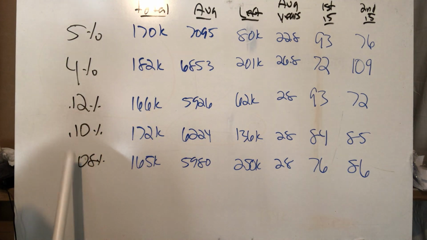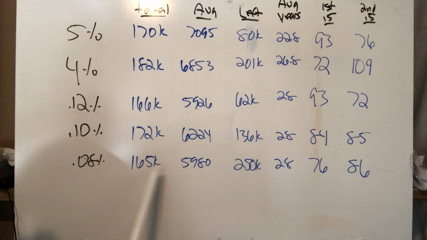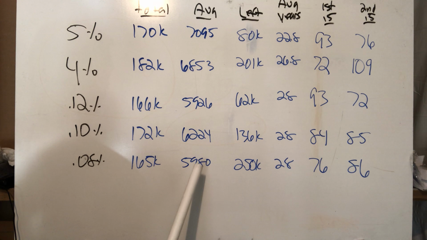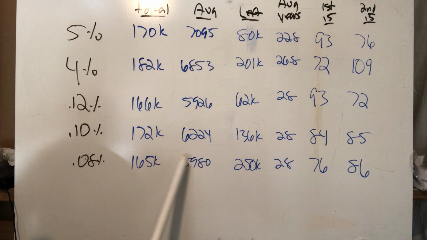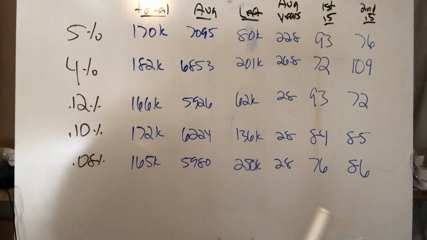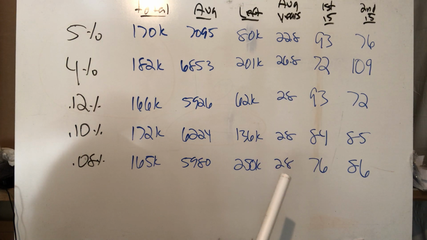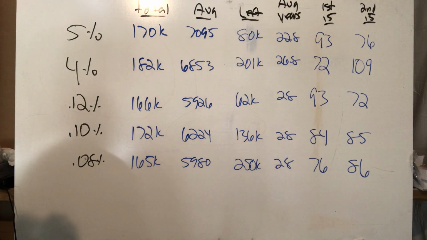Now we got 12, 10, and 8. So in here we'll start with the 8. In the 8% rule, we averaged $5,980 a year. All right, that's what our average was. We left $250,000, or we never ran out of money. In the first 15 years, we averaged $76,000 a year. In the latter 15 years, we averaged $86,000.